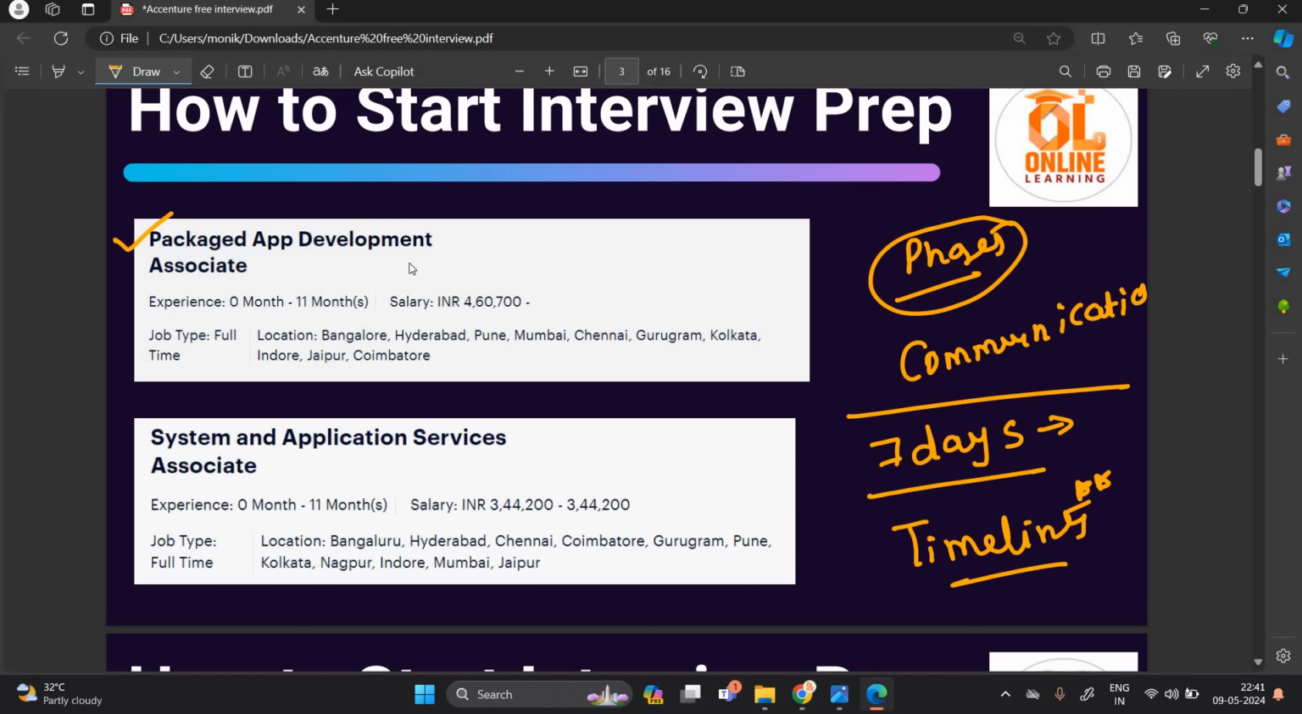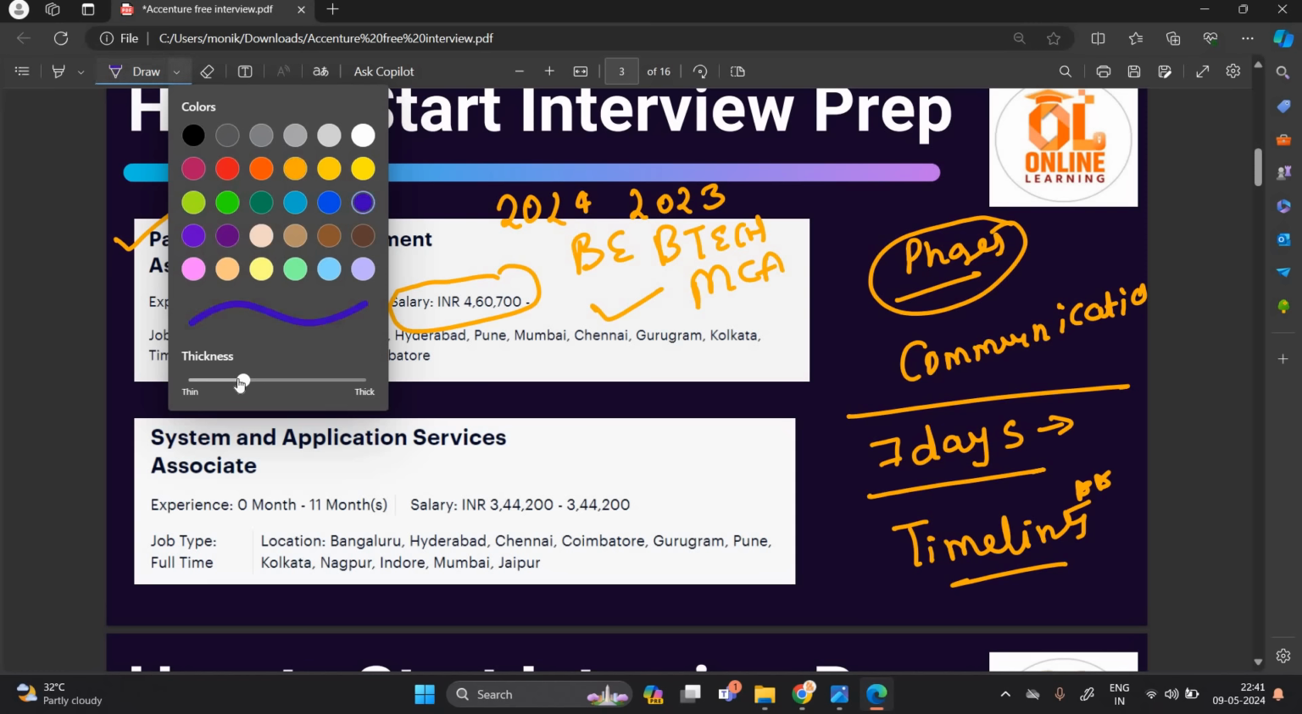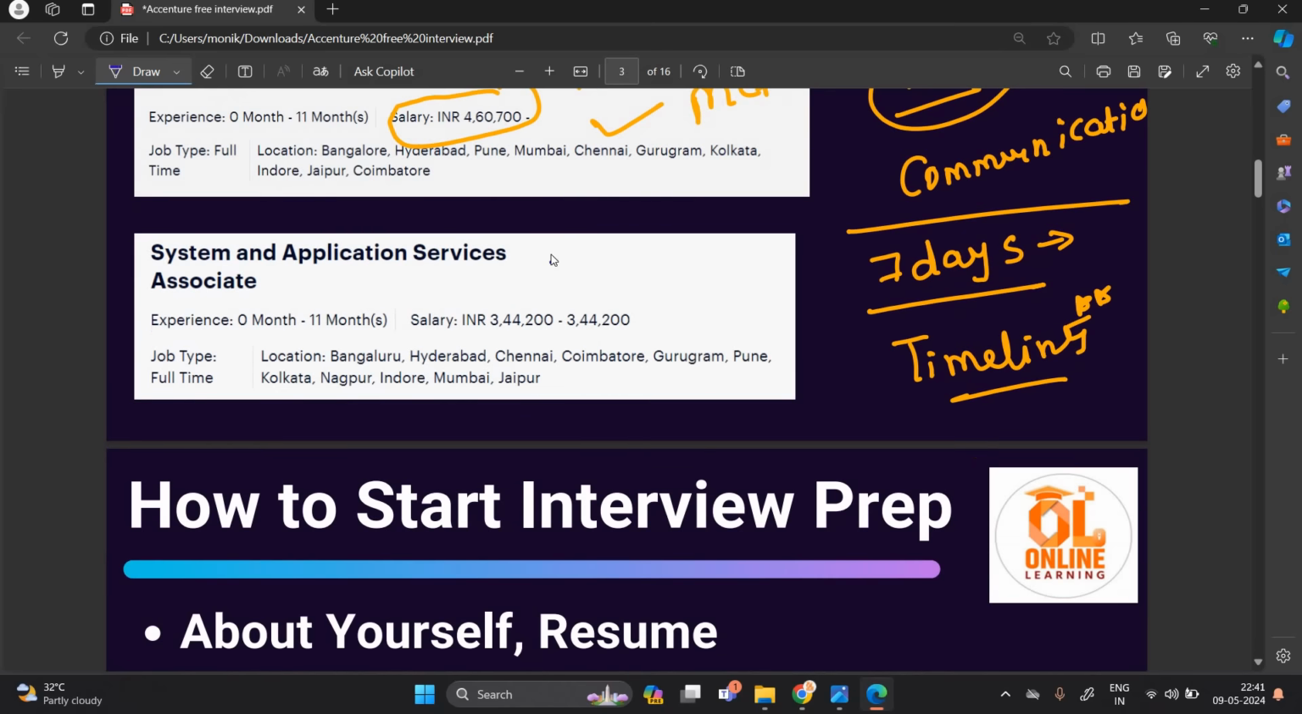So the Package App Development Associate role has a 4.6 LPA package, and it is for BE, BTech, MCA and ME, MTech courses. For the 24 and 23 batch, current hiring is there, but in the previous phases they considered the 22 batch as well. Now let's discuss the System Application Service Associate role. We know that 3.4 LPA is the package and BCA, BSc hiring is there.